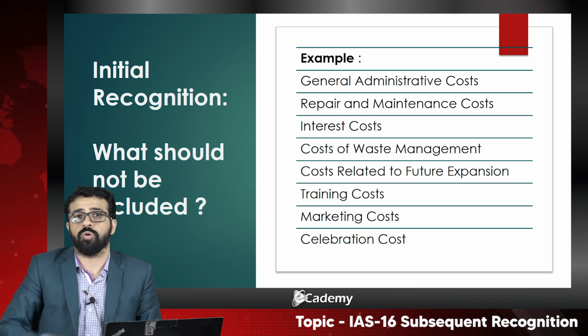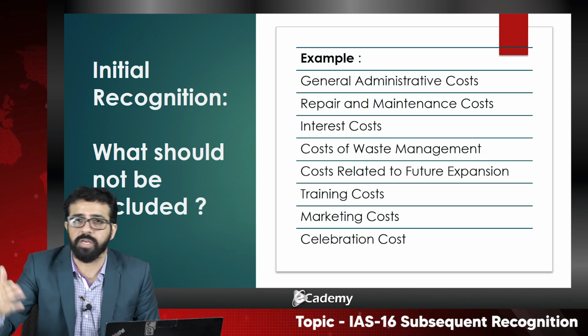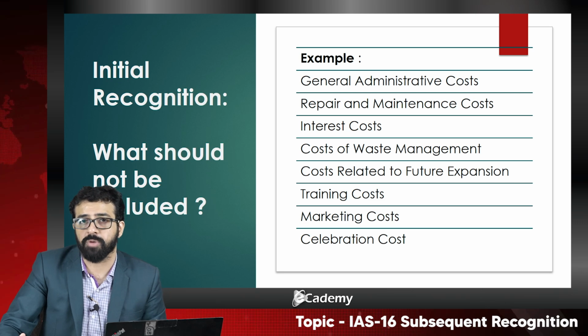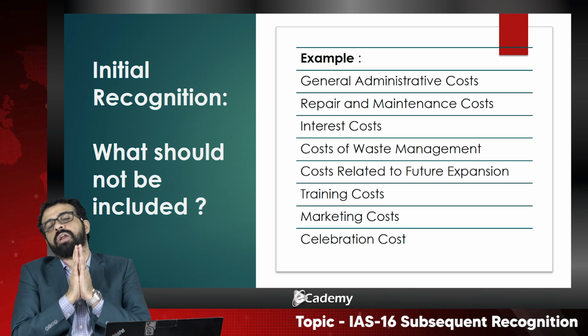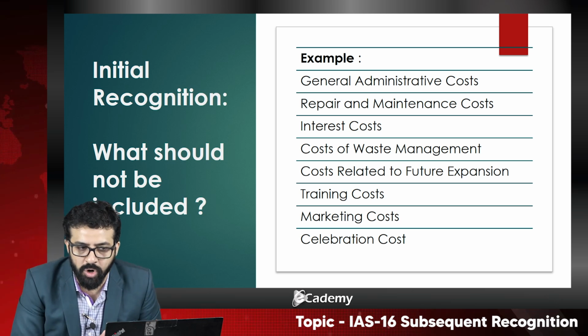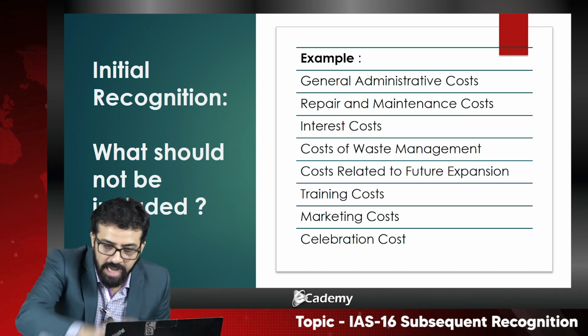So that celebration cost is also prohibited under IAS 16, and it prohibits the accountant from including that particular celebration cost into the components of the asset. So these are the general guidelines, what to be included and what should not be included, and these are covered under the initial recognition. Now class.